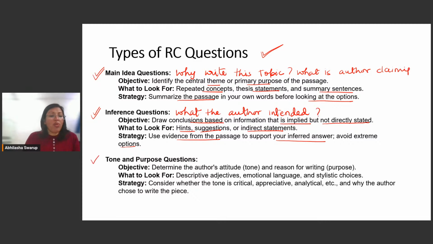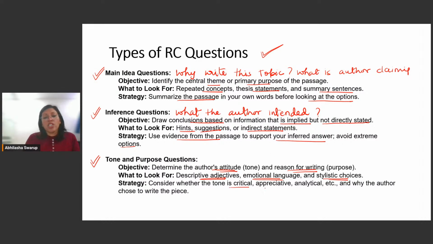The third type of question is the tone or the purpose question, where you determine the author's attitude or the reason for writing. What is he writing? Why is he writing? How do you look for it? You can look for the adjectives, his stylistic choices, and the emotional language that is there. That will help.